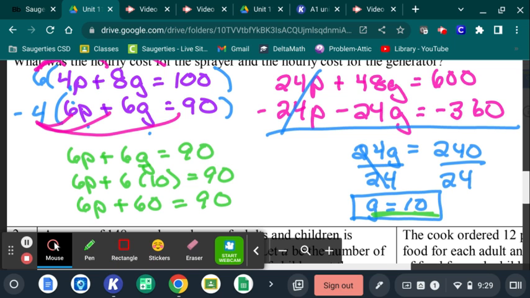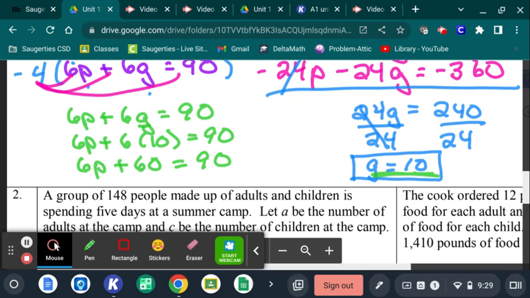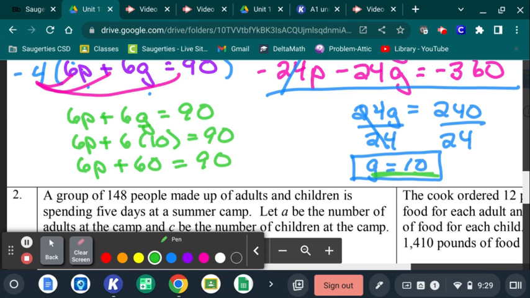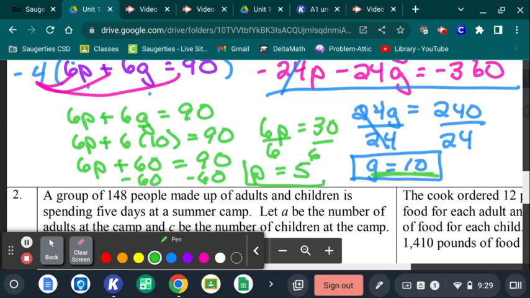Now, pause this. Try to solve. See if you can get the right answer. So we have minus 60 on both sides. Running out of space. 6P equals 30. Divide by 6. So P equals 5. So the sprayer is $5 an hour and the generator is $10 an hour.